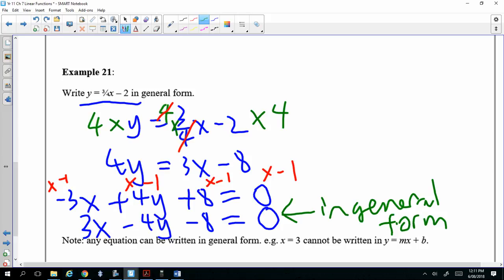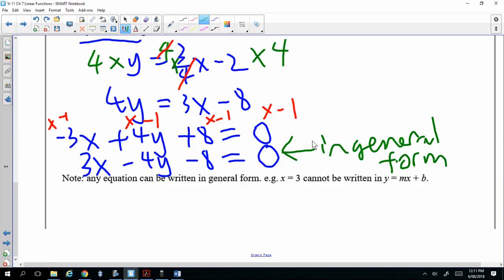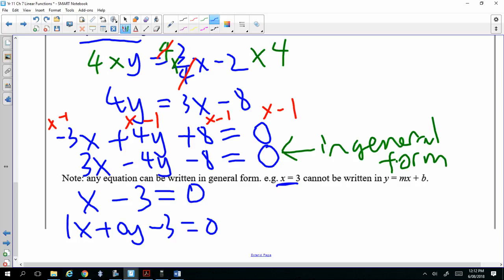Okay, let's look at why it is called general form. Because any equation can be written in this form. So if you've got an equation like x equal to 3, you can write it in the general form 1x plus 0y minus 3 equal to 0, which is ax plus by plus c. But it cannot be written in the gradient form because there's no y in it. So any equation can be written in general form, but not every equation can be written in gradient form. This form only works if you have a gradient. Okay? All right, any question?